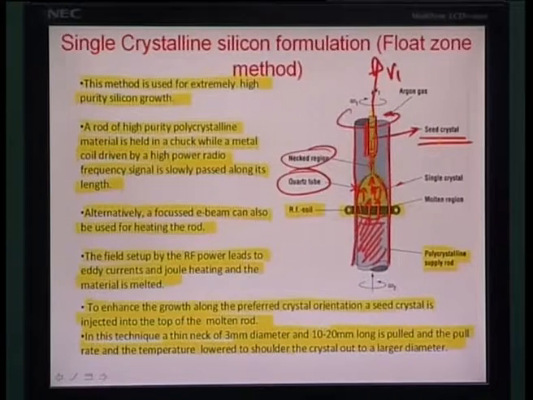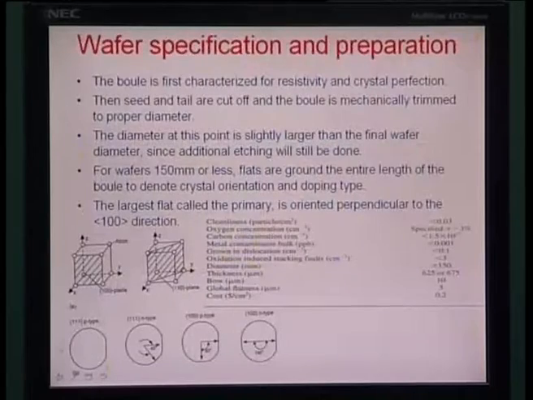So, this is another form of making polycrystalline or single crystalline silicon from polycrystalline silica material, and essentially this piggybacks the other Czochralski process whenever purity is in question and high pure material is needed.